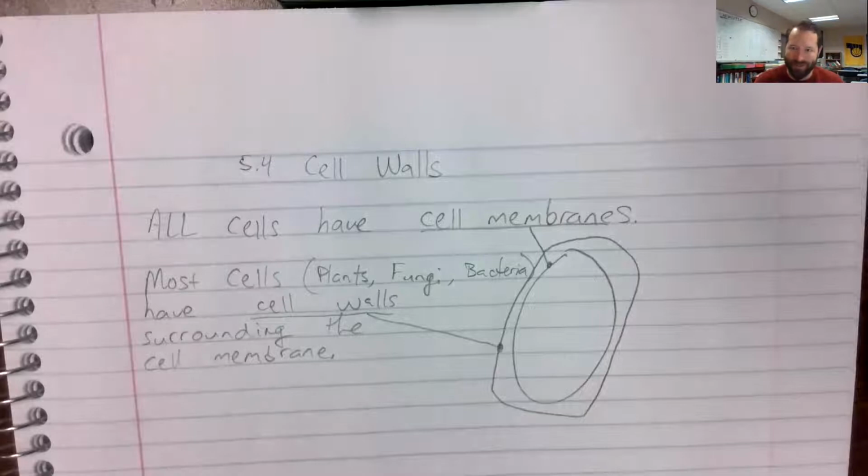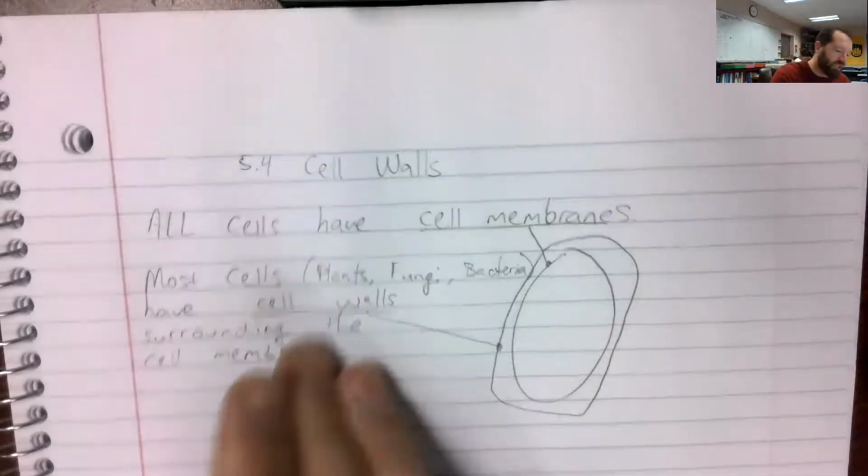So again, when we say most cells have cell walls, we're really talking about the major exception being animal cells. So it's not that plant cells are weird for having a cell wall. It's more that animal cells are weird for not having a cell wall. Most cells have cell walls.